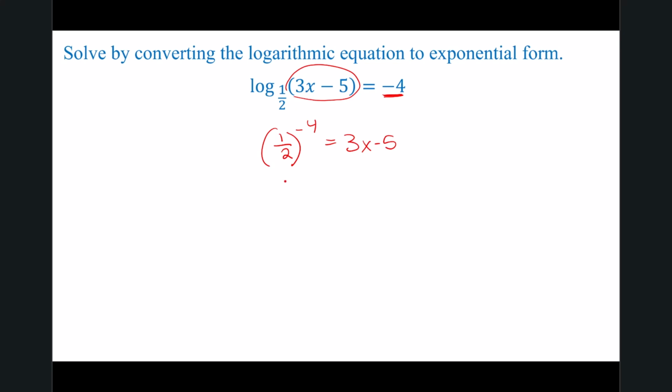So 1/2 to the -4th is the same as 2 to the 4th. And 2 to the 4th is 16. If I add 5 to both sides, I get 21 equals 3x. Divide both sides by 3, and I get x equals 7.